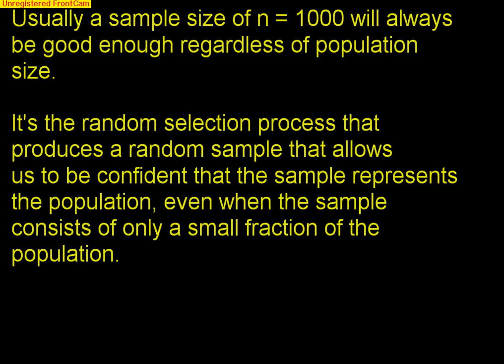So the idea is, if we had 10,000 people in our population, or a million, I mean that's a big difference, 10,000 versus a million, a sample of size 1,000 will probably be good enough for either one. Even for a population of a million, as long as you choose those 1,000 people truly randomly, you're going to get a good sample.